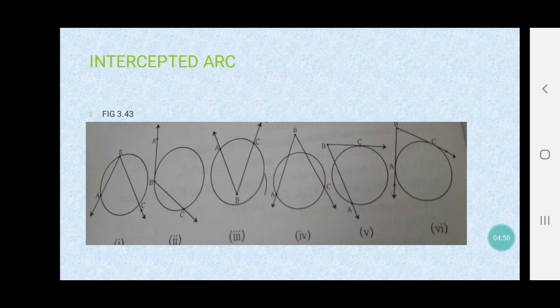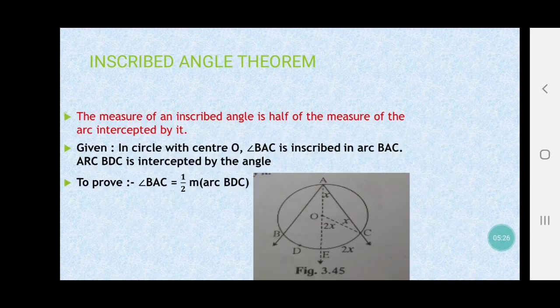Now if one of the arms of an angle is touching the circle or intersecting the circle, and the other one is not having any contact with the circle, then that particular figure does not give us the concept of intercepted arc. Okay, the condition is that the arms of the angle should either intersect the circle or touch the circle, right? Now we come to the next part, that is the theorem of inscribed angle.